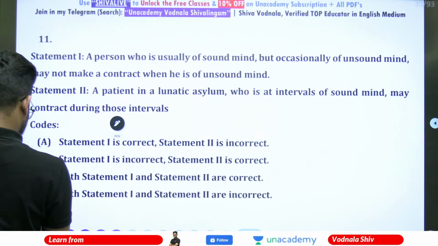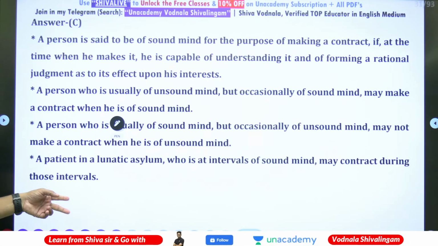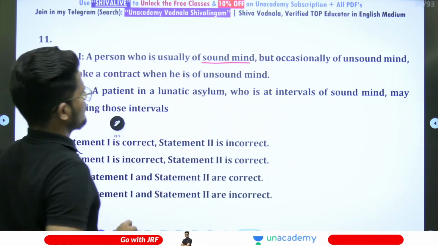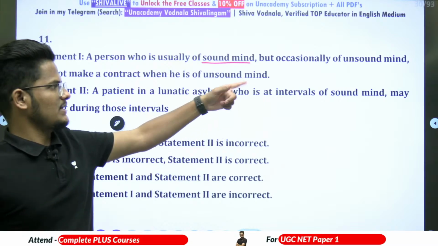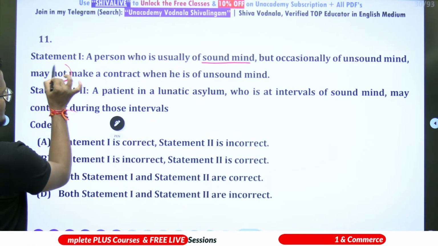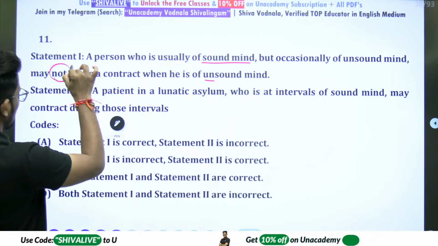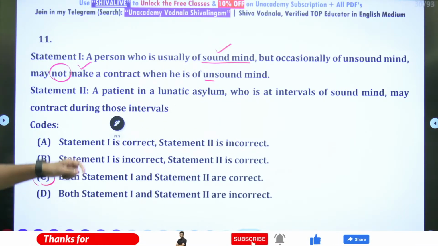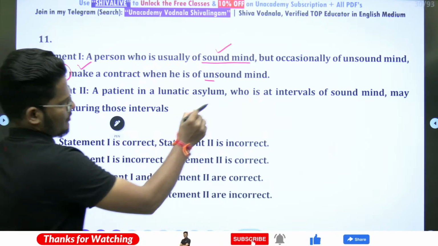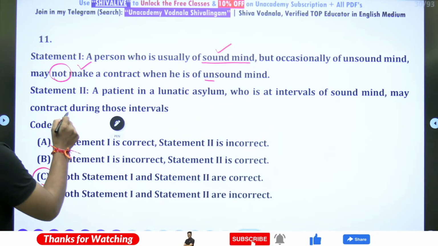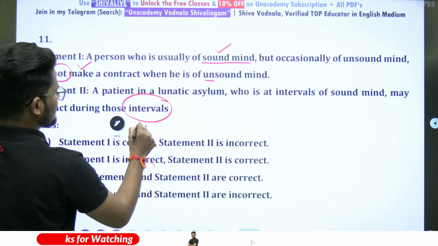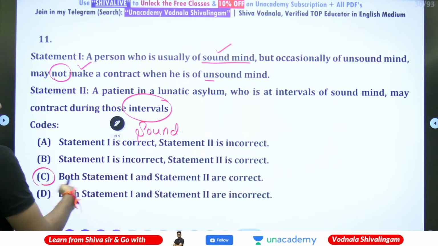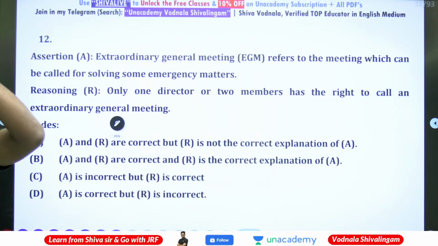Option C is the given answer, that is both the statements are correct. So when he is a person who is usually of sound mind, occasionally unsound, he may not make a contract when he is unsound. You can make a contract when he is of sound mind. That is what the provision says. A patient in a lunatic asylum who is at intervals of sound mind may contract during those intervals. Whenever he is of sound mind, you can enter into a contract.